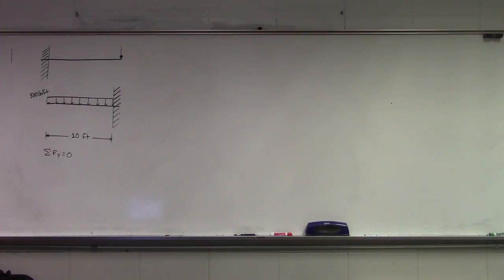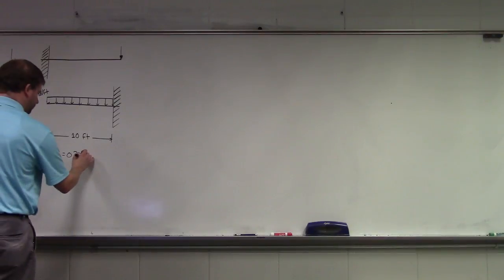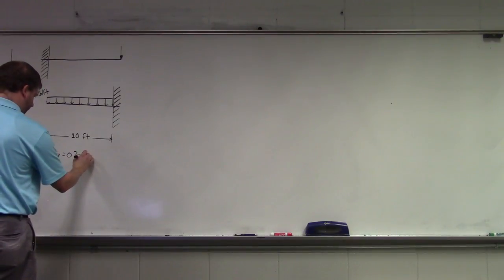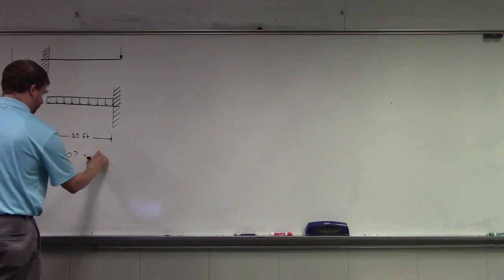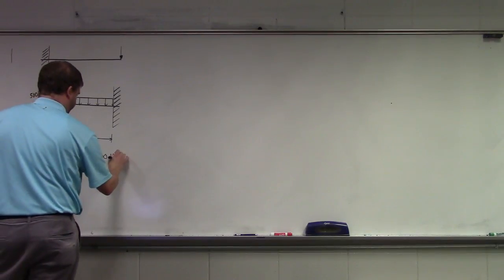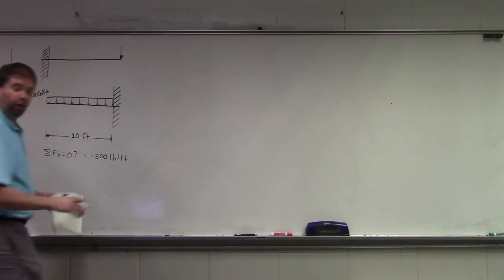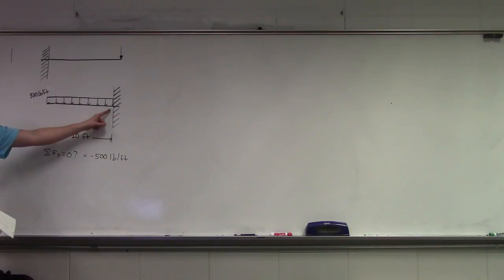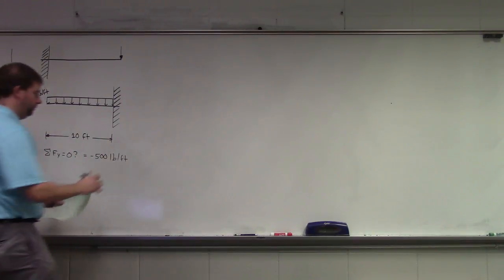What's our F sub y? Our forces in the y direction. 500 pounds per foot times 10 foot, so 5,000. Well, we only have one reaction, right? Yeah, our reaction's only located here.